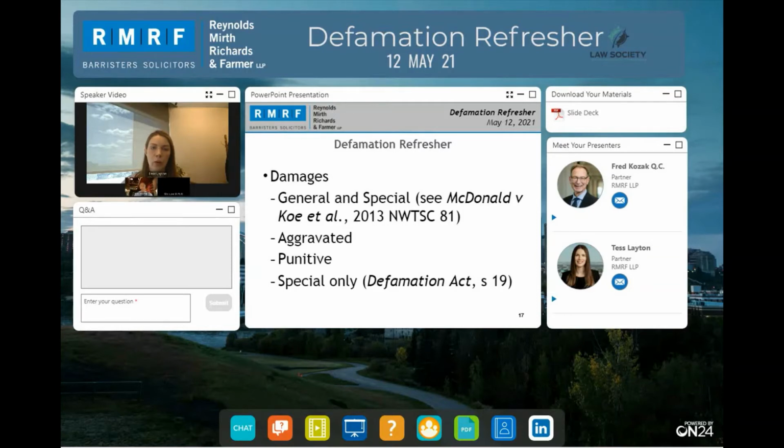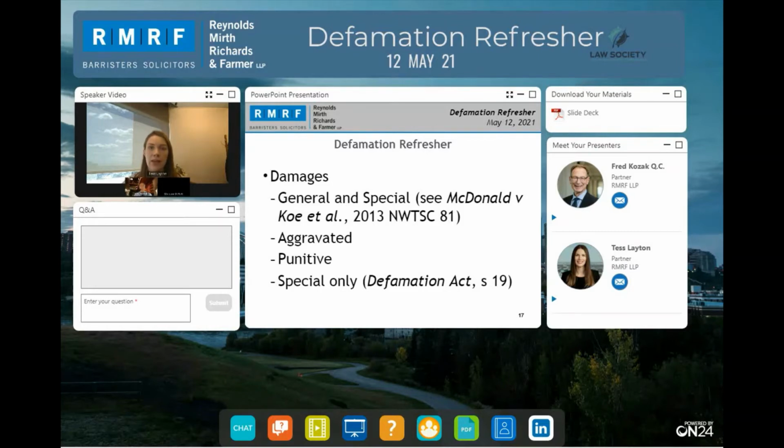One other thing about your Defamation Act, there's a couple of funny things about it, but your Defamation Act deals with the limitation on awarding only special damages, so no general damages, in certain circumstances. So that's set out in Section 19 of the Defamation Act, which says that the plaintiff shall only recover special damages if it appears at the trial that the defamatory material was published in good faith, it was on a matter of public interest or for the public benefit.